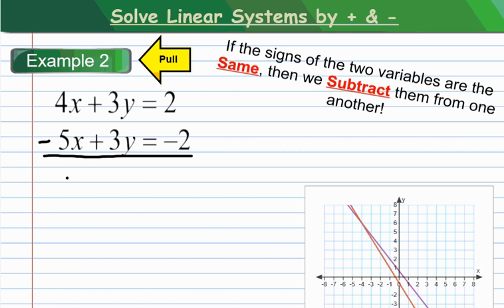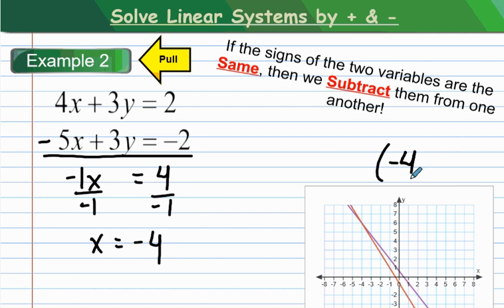4x minus 5x is negative 1x. 3y minus 3y is 0y's. This is where you've got to be careful with subtraction because everything subtracts. People forget down the line, they'll just start adding. 2 minus negative 2 is 4, because it becomes minus and negative is a plus. Now divide both sides by negative 1, and I get my x-coordinate is negative 4.